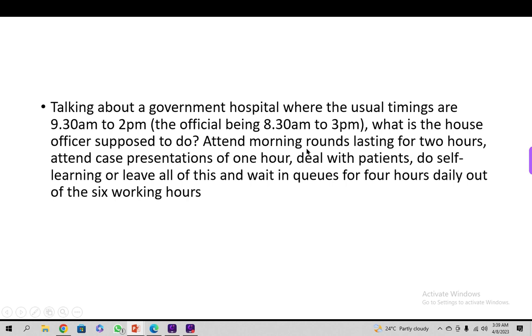Attend morning rounds lasting for 2 hours. Then attend case presentation for 1 hour. I don't know whether it is beneficial or not. Deal with the patients in OPD. Do self-learning, or leave all of this and wait in queues for 4 hours daily out of the 6 working hours. 4 hours for these things. Only 2 hours are left for any learning process.